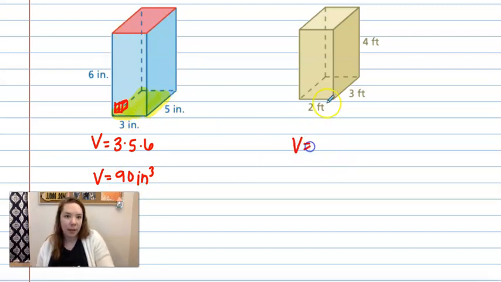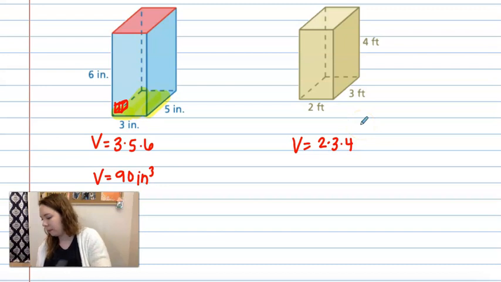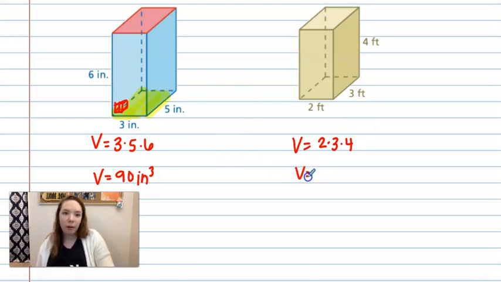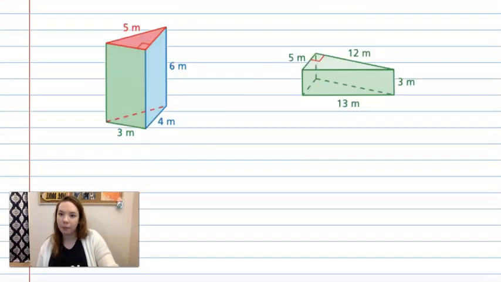So same here, my base is a 2 by 3, and I have to multiply that by my height of 4. That gives me 24 cubic feet. So if I had ice cubes that are a foot long and a foot wide and a foot deep, then I would need 24 of those ice cubes to fill up this prism. So that's why it's cubes instead of squared.